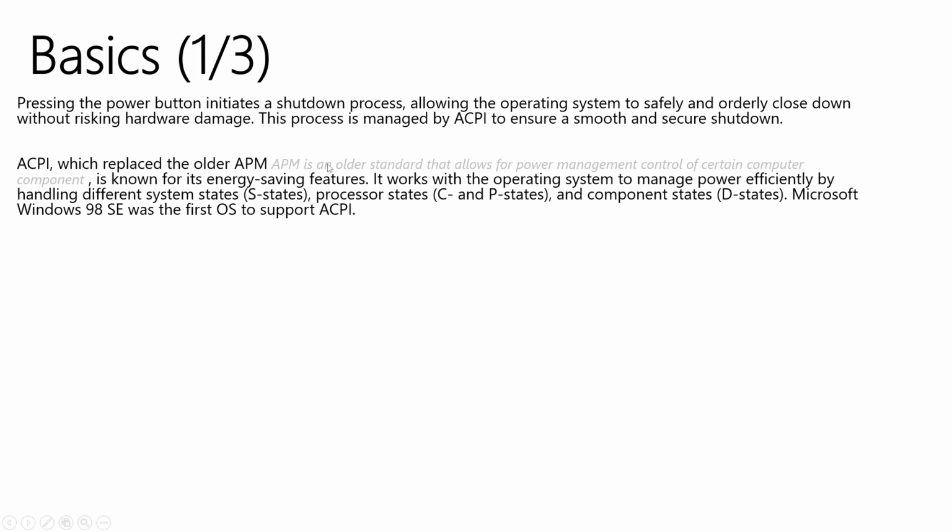Pressing the power button initiates a shutdown process, allowing the operating system to safely and orderly close without risking hardware damage. This process is managed by ACPI to ensure a smooth and secure shutdown. ACPI, which replaced the older APM mechanism, is known for its energy-saving features. It works with the operating system to manage power efficiently by handling different system states, processor states, C states, and component states, D states. Microsoft Windows 98 Second Edition was the first operating system to support ACPI.